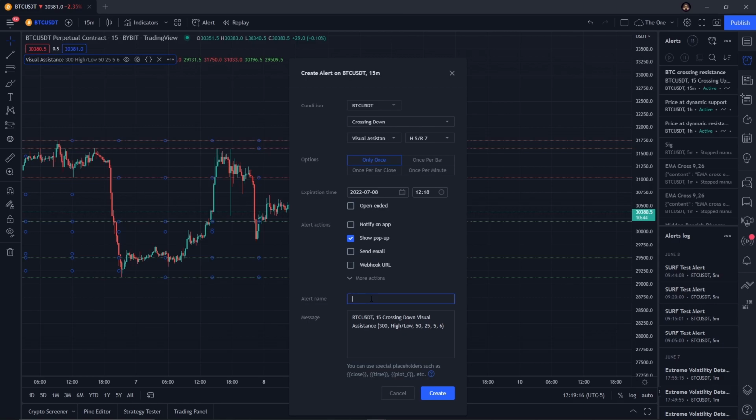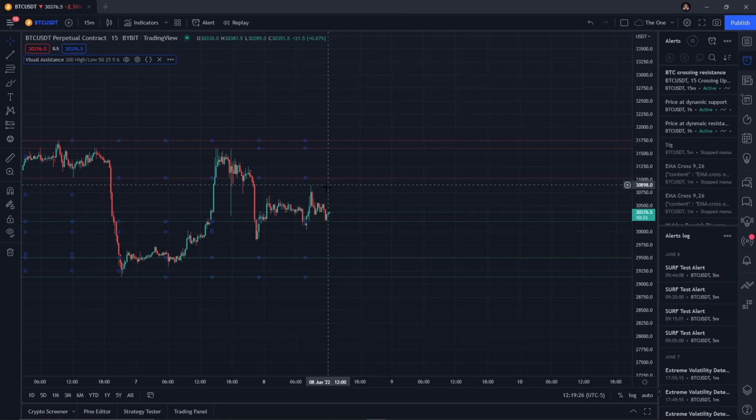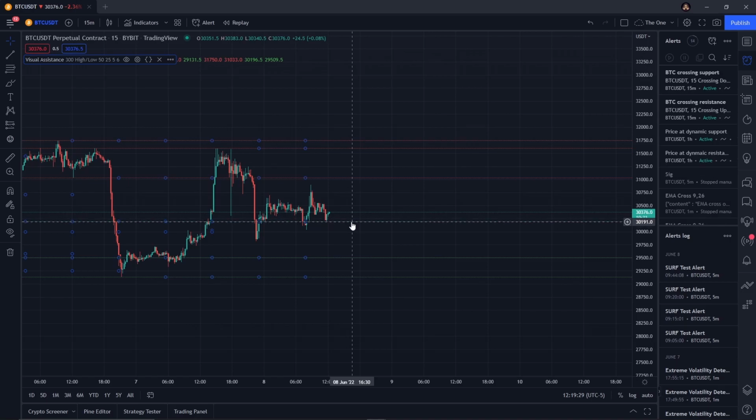And we're just going to go ahead and name this BTC crossing support. So there we go. BTC is crossing support. Now we'll get an alert here when this is crossed, and an alert here when this is crossed.